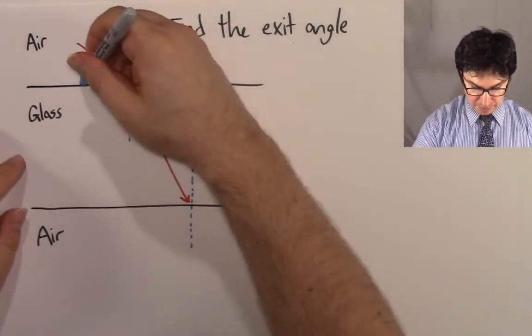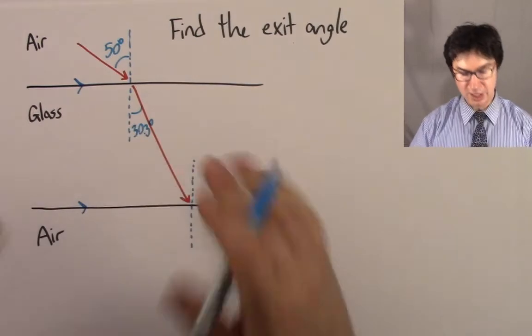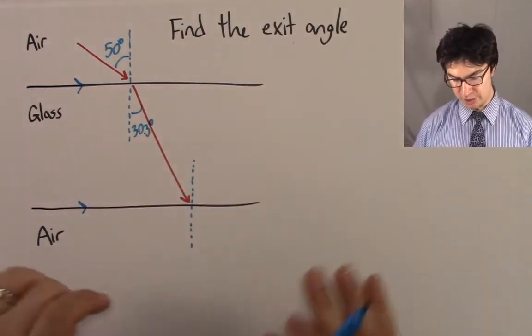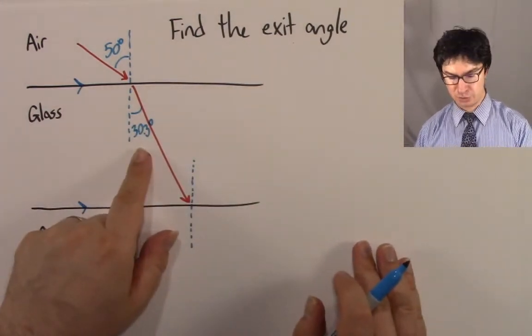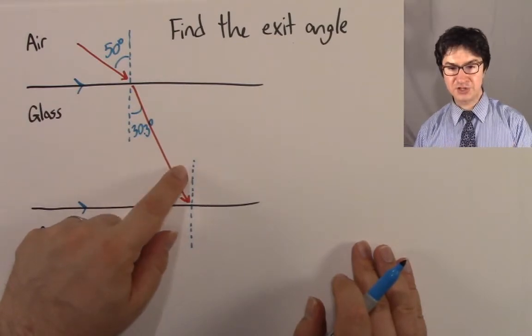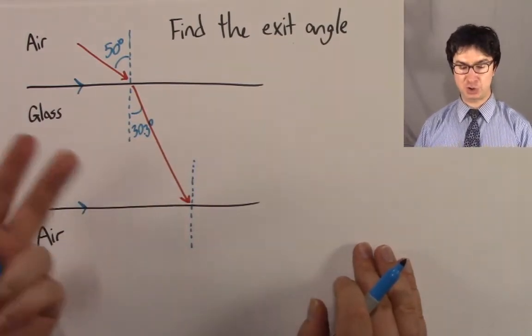If this boundary is parallel to this boundary, see if you can use a little bit of geometry here. If you know that this angle is 30.3 degrees, then what would this angle over here be? You can see why this is called geometrical optics.